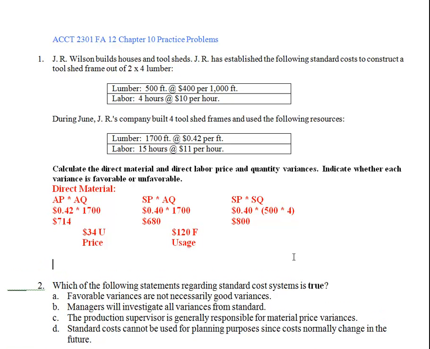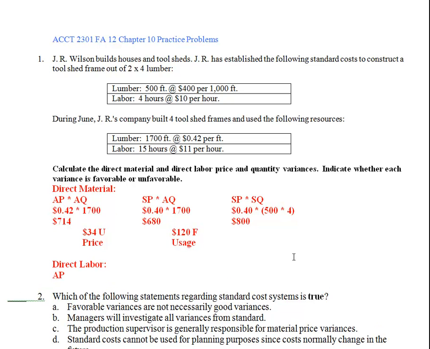Now we can calculate the same variances, but now we want to do it looking at the direct labor. So same thing again, we want to write down our three columns. So actual price times actual quantity is column number 1. Column 2 is standard price times actual quantity. And column number 3 is standard price times standard quantity.